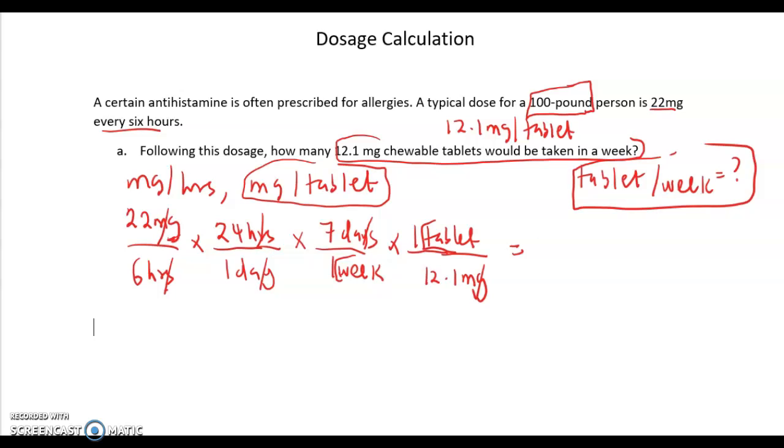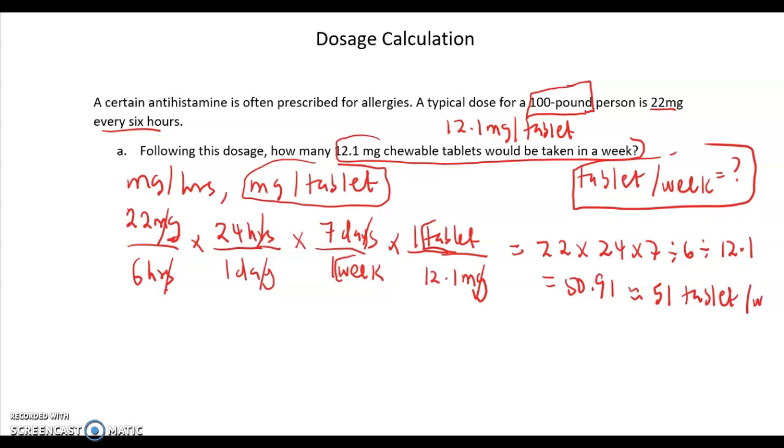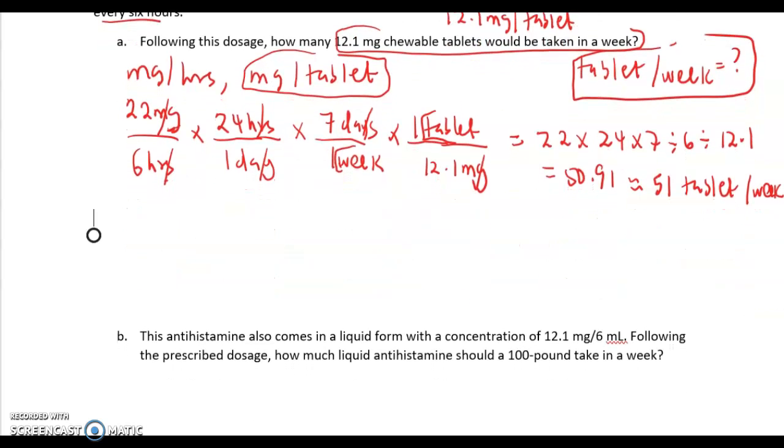So we're going to go ahead and multiply the numbers we have at the top and divide by the numbers we have at the bottom. So this will give us 50.91, and if you round to the nearest whole number, that is 51 tablet per week. All right, so that is the first part.